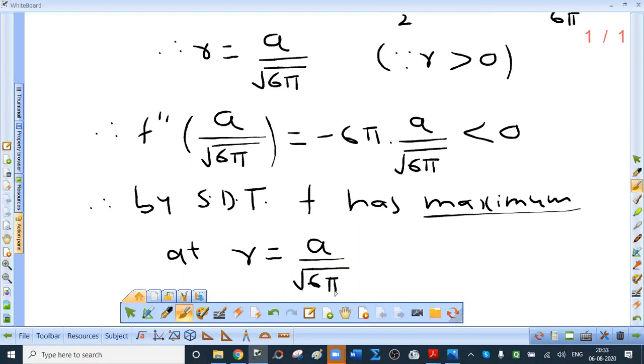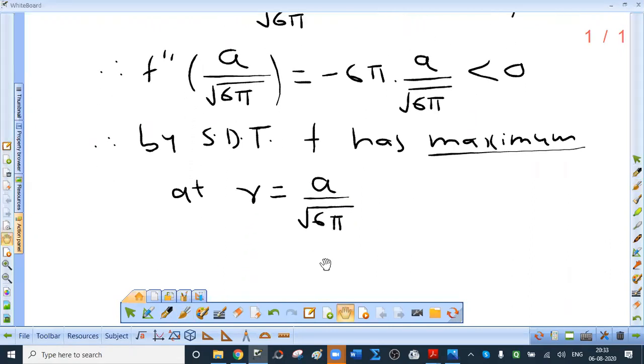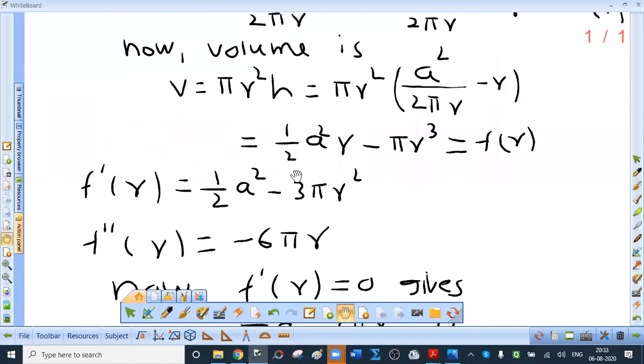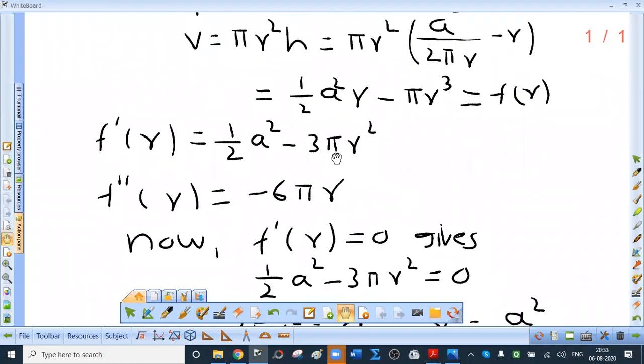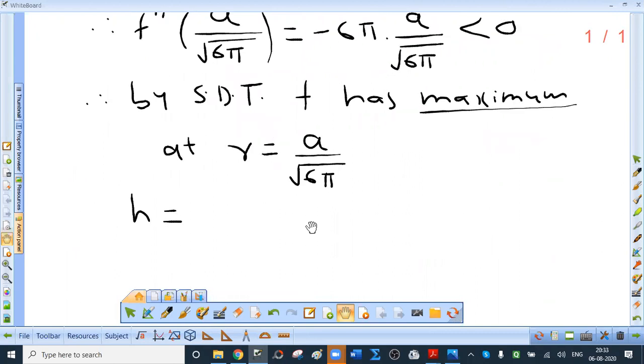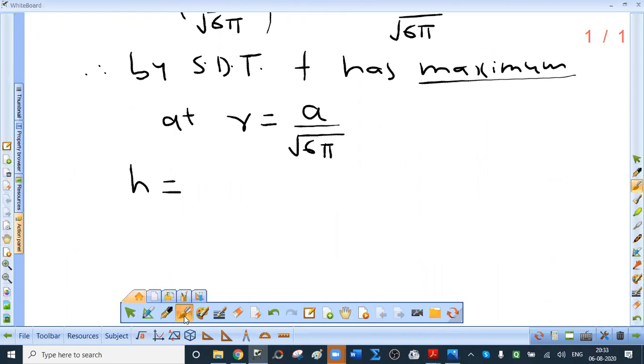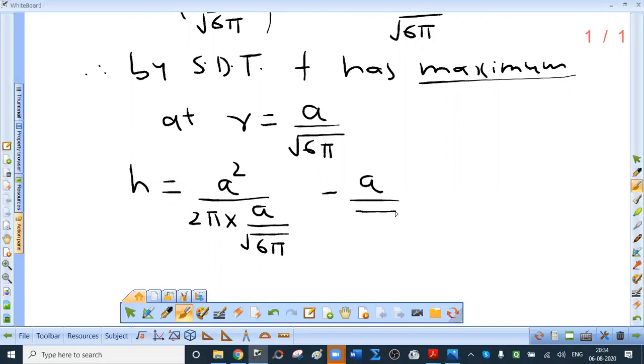Now this is not asked. We are asked to prove that volume is maximum when height is the same as the diameter of the base. So let us find out the height. What is H? H equals a square upon 2 pi r minus r. So we have to substitute the value of r in that. Therefore, H equals a square upon 2 pi into a upon root of 6 pi. You have to be very careful. Minus a upon root of 6 pi.